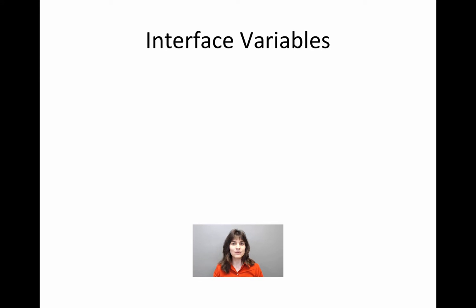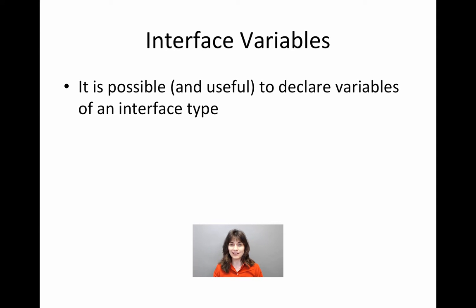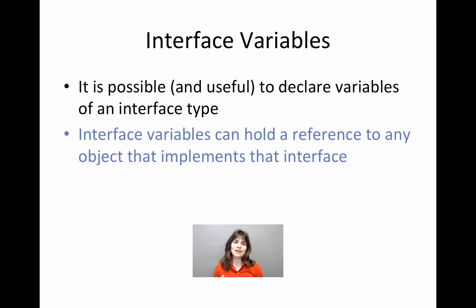We said that interfaces can be used as types. What does that mean? We can actually go ahead and declare variables that are of interface type. We can say Doable d. Why would that be useful? It is a very useful tool because that interface variable can now hold references to objects of any class that implements that interface. It is a very general variable, if you wish.